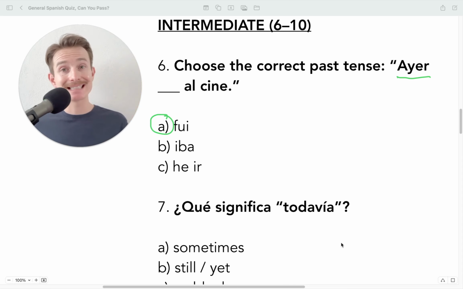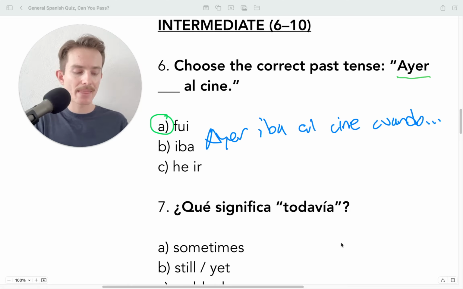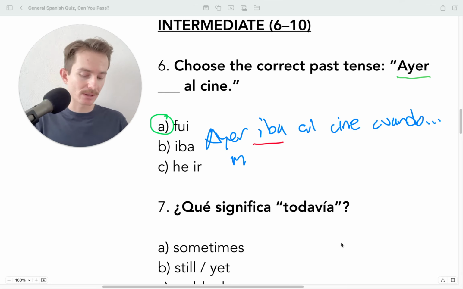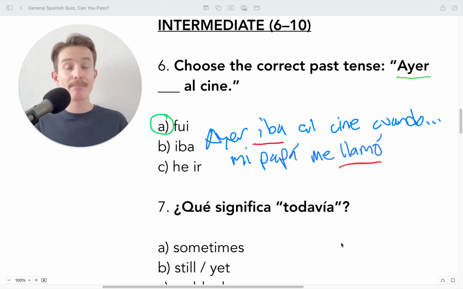Now, if I were to add some extra context here, and I were to say something like ayer iba al cine cuando, and then something else happened. So, yesterday I was going to the movie theater when my dad called me, let's say. Cuando mi papá me llamó. And now, llamó is in the preterite.